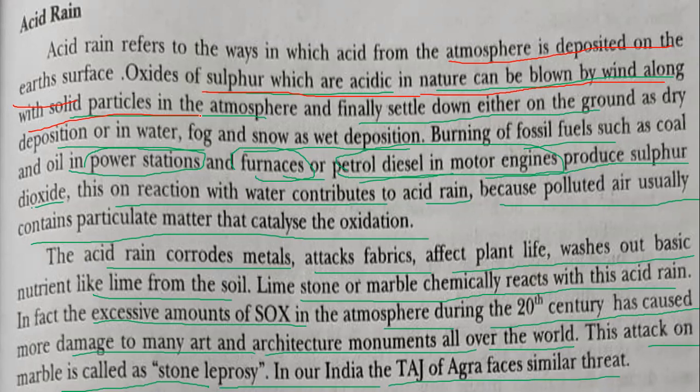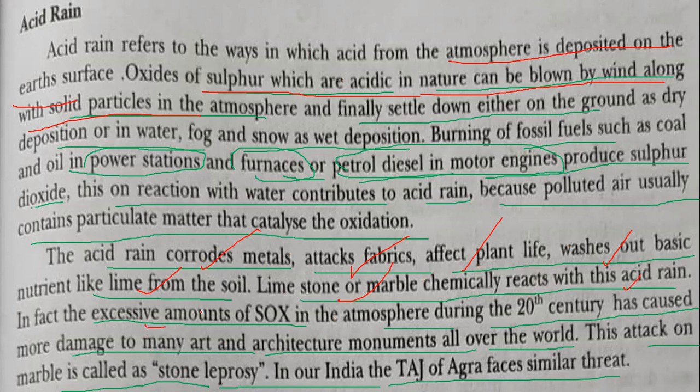Now acid rain, in the same way, corrodes the metal, attacks the fabrics, affects plants and all living organisms, washes out the basic nutrients from the soil. Okay, the limestone or marble chemically reacts with this acid rain.